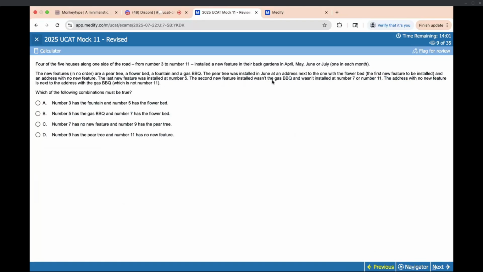But new features to flower bed and address with no new feature last with number 5. So new feature isn't 7 or 11, so it can't go 5, so it's the July one. So July is 3 or 9, and May goes to 9. Wait, no, May at number 9 won't work because pear is between, so it won't work. So 3 has to be the May one, and it can't be pear, and it can't be flower, and it can't be gas. So it has to be fountain for May. So it's 3 fountain, May fountain, 5 July something, and then 7 June something, and then June 9, June something, and something 11.